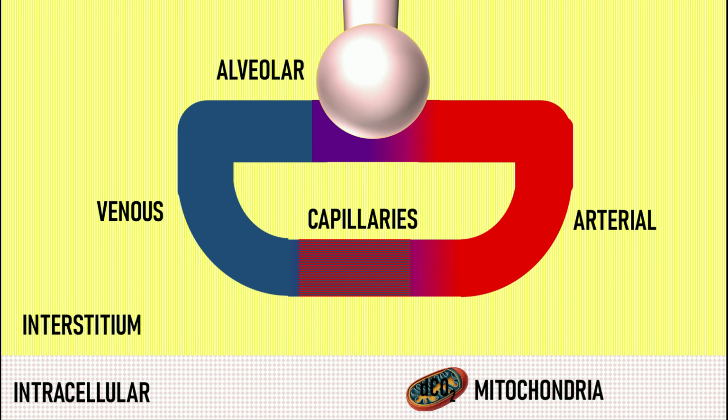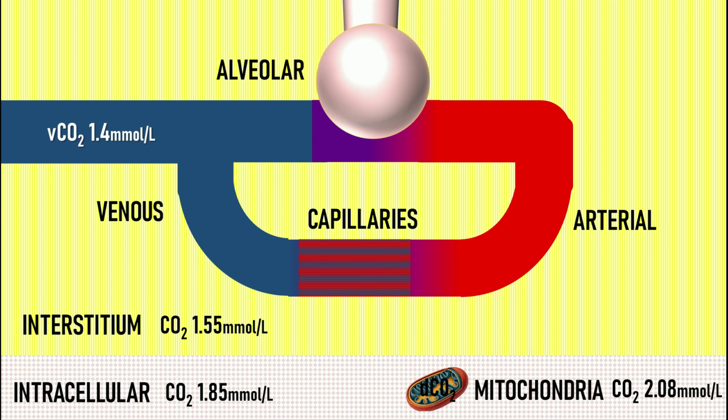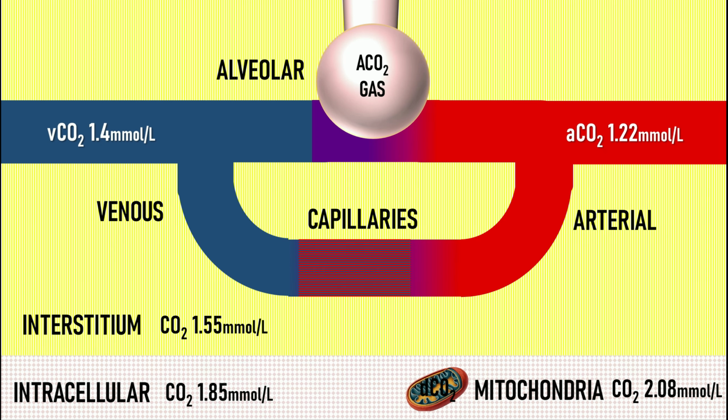The mitochondrial CO2 concentration that's dissolved is 2.08 millimoles per litre. In the intracellular space, it's 1.85 millimoles per litre. In the interstitium, it's 1.55 millimoles per litre. In venous blood, it's 1.4 millimoles per litre. It's only a gas in the alveoli, and in arterial blood, it's 1.22 millimoles per litre.